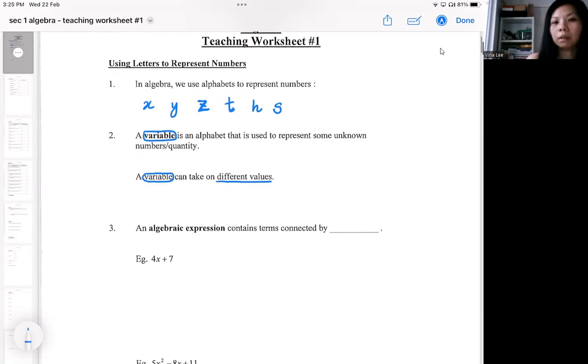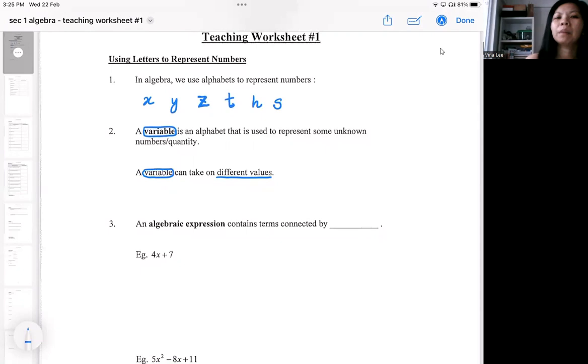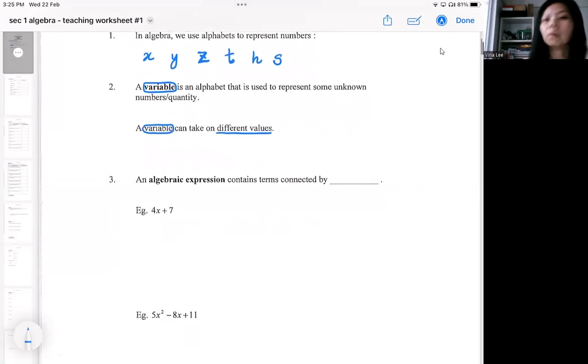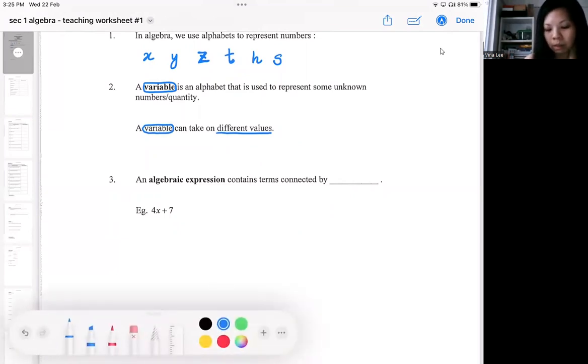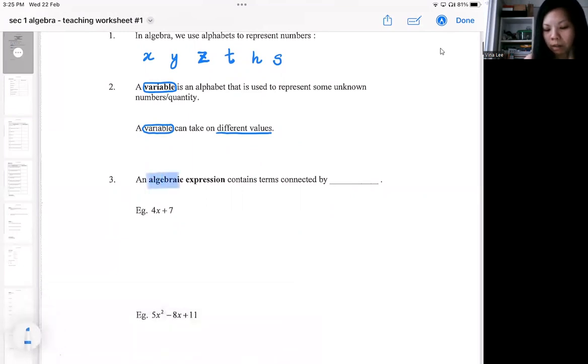Then the next one. I'm introducing the terminology first, so for a start, you might feel that there's a lot of terminology. The next one, point number 3, will be an algebraic expression. Do you realize there's the term algebraic expression, and there's other stuff like algebraic equation. So an algebraic expression contains terms that are connected by plus or minus.